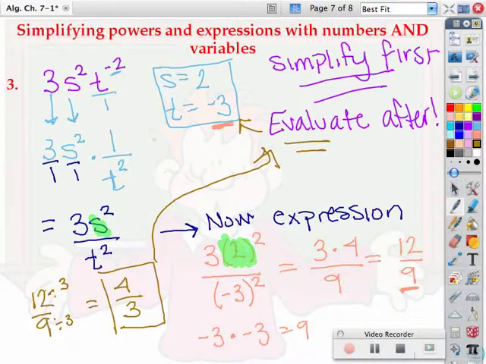So we started with this problem. We simplified here. So this was the simplified version. And then we evaluated, simplified, and got our answer.